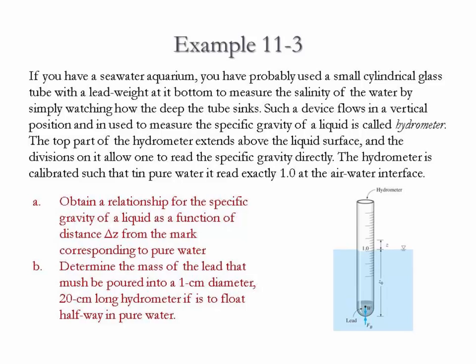gravity directly. A general hydrometer is calibrated in such a way that in pure water, it reads exactly 1 at the air-water interface. The first goal of the problem is to obtain a relationship for the specific gravity of the fluid as a function of delta Z, which is the mark corresponding to the reading on the hydrometer. Part B is to determine the mass of the lead that must be poured into a 1 centimeter diameter and 20 centimeter long hydrometer, which floats halfway in pure water.